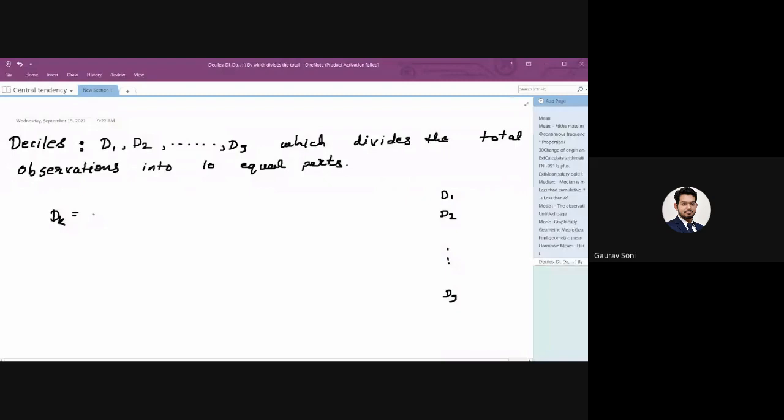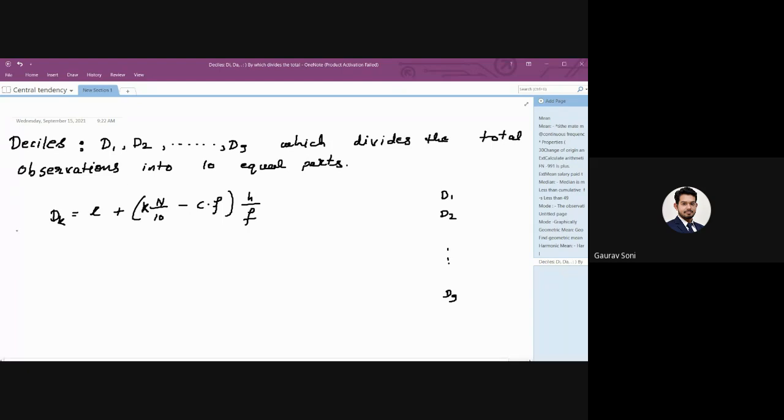So as Sakshi said, it is L plus (n by 10 minus CF) times h by f. Then someone made a change in this: the n by 10 would be multiplied by k, I guess. Yes, exactly. So this n by 10 will be multiplied by k. If I want the first decile, I will put the value of k as 1. If I want the second decile, I will put the value of k as 2.